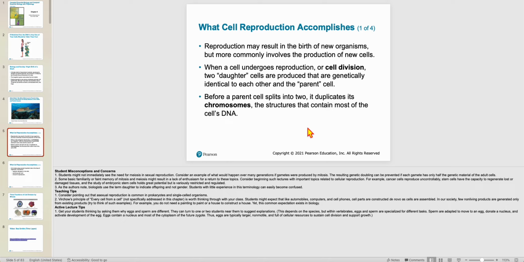Okay, so one situation we saw a moment ago is parthenogenesis. Now, normally reproduction occurs by cell division, where one cell breaks off and now we have 2 new cells. Now, in order to have 2 new cells, we have to do what? We have to copy or duplicate the chromosomes that are present, so that the 2 new cells will also have the same chromosomes. Okay, so we have to double the genetic information, double the chromosomes, and that's what this line says right here. Before a parent cell splits into 2, it duplicates its chromosomes.